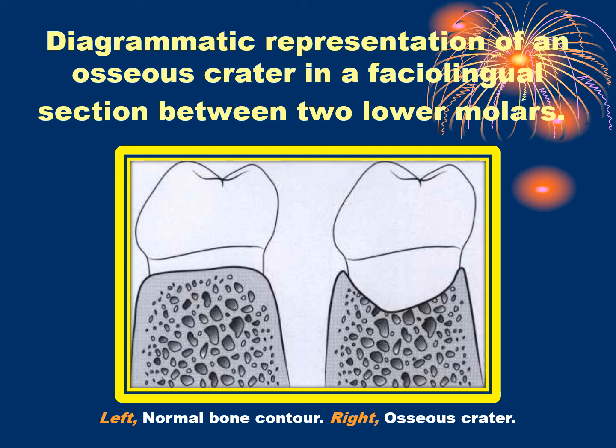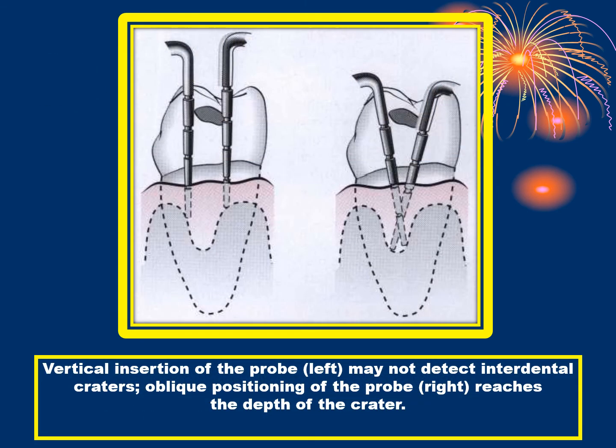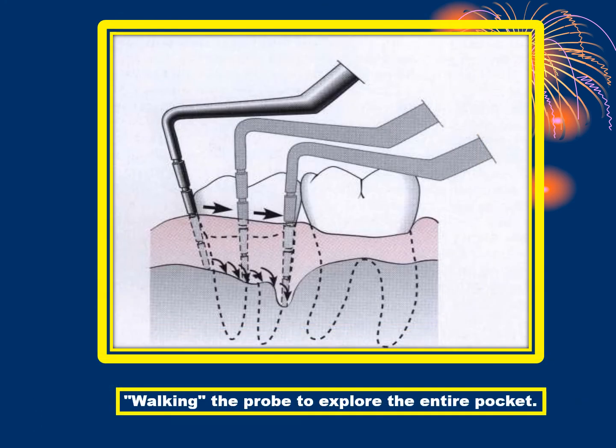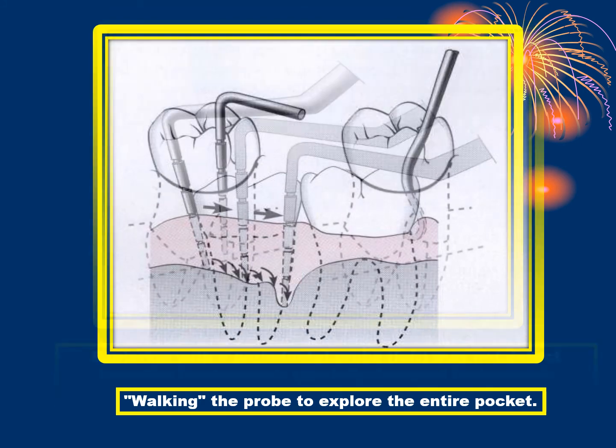This is a diagrammatic representation of an osseous crater in a faciolingual section between two lower molars. On the left, we have a normal bone contour. On the right, this is the osseous crater. Vertical insertion of the probe may not detect the interdental craters. Oblique positioning of the probe, as we see in the right diagram, reaches the depth of the crater. Walking the probe is important to explore the entire pocket.